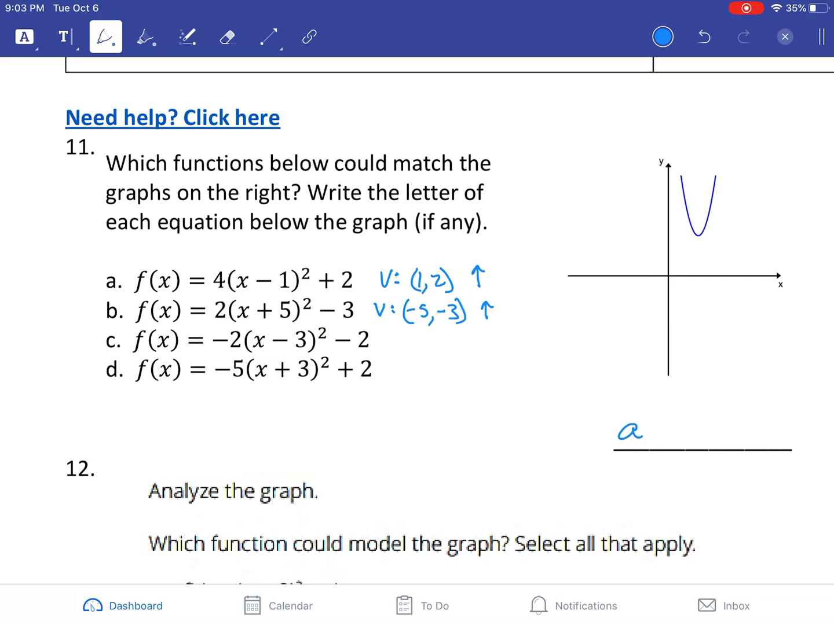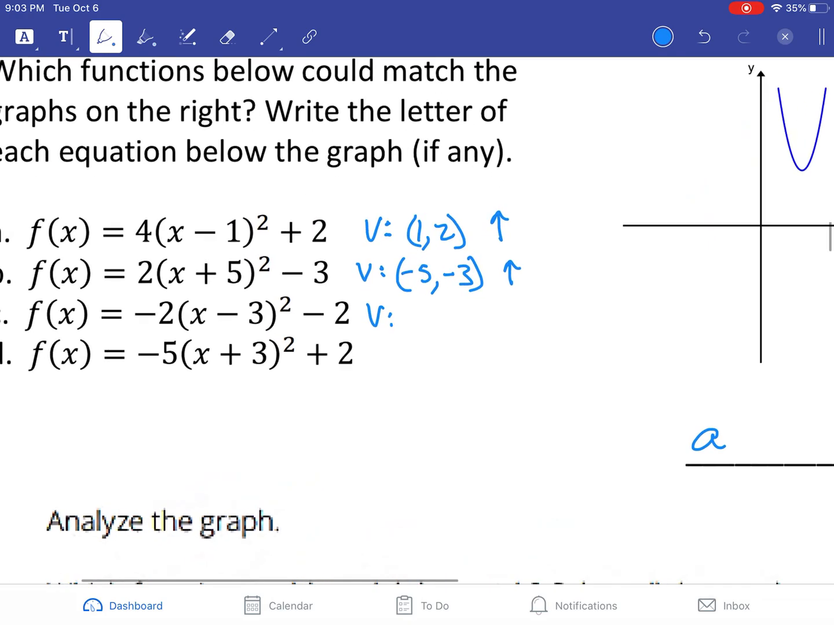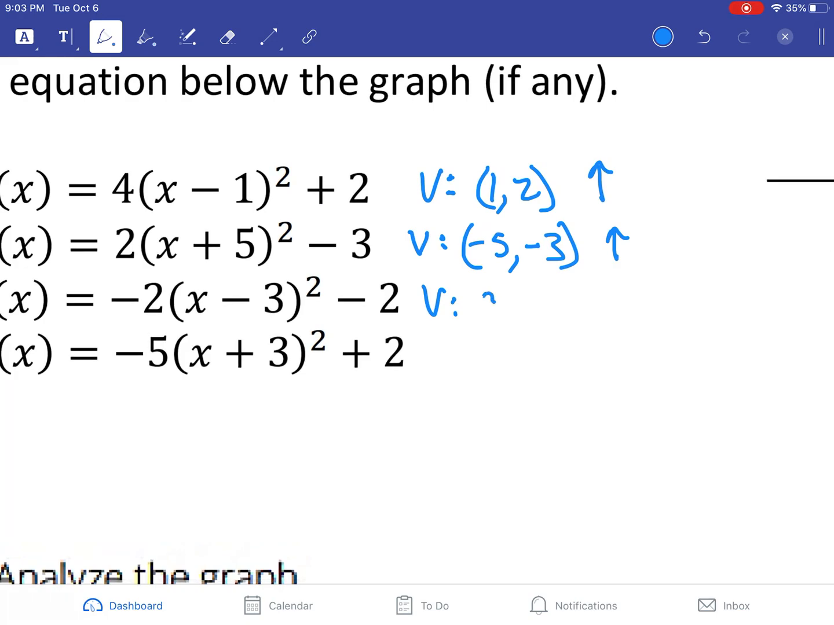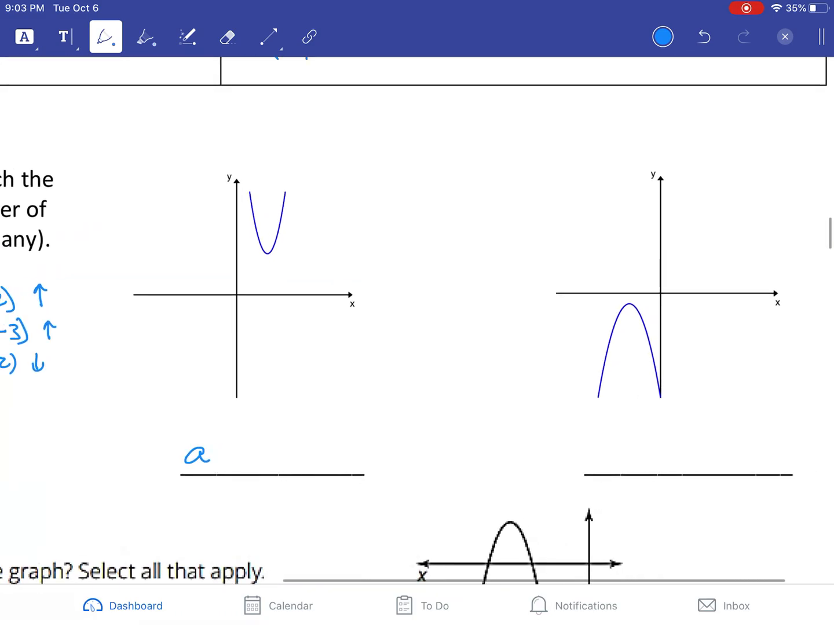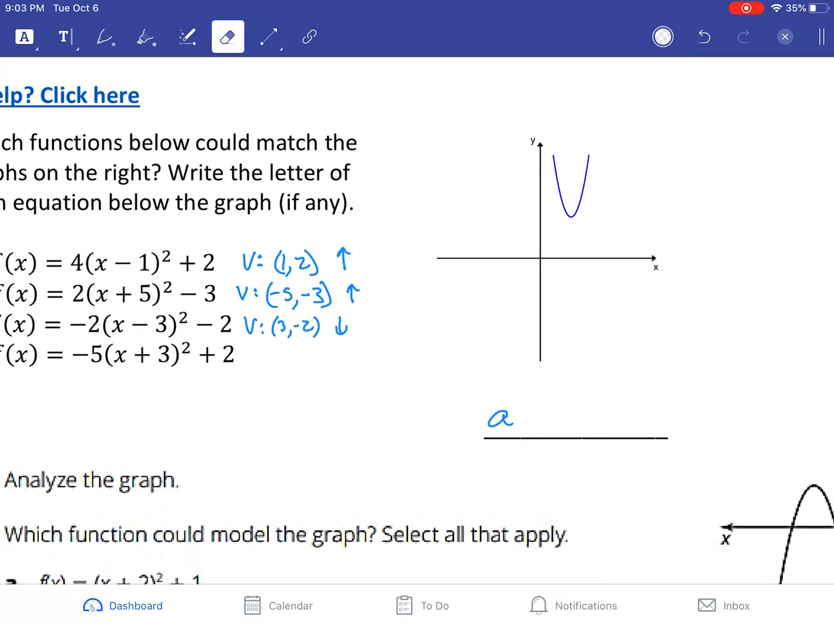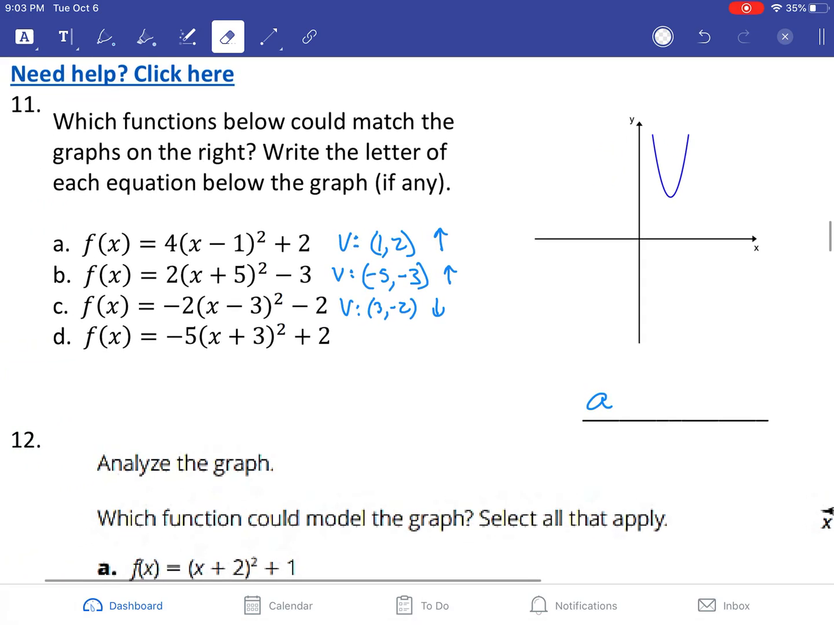For part C, our vertex is (3, -2), and it is going down because the 2 in front of the parentheses is negative. That means it's going down. So look at the down graph over here. Can this be (3, -2)? Well, (3, -2) would be over here someplace, so it is definitely not that graph. And it's definitely not the other graph because it's going down and not up. So C would not work.